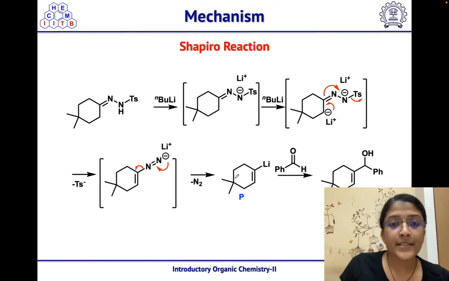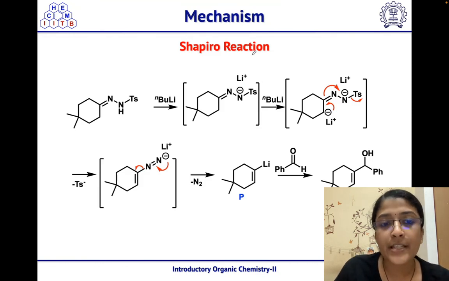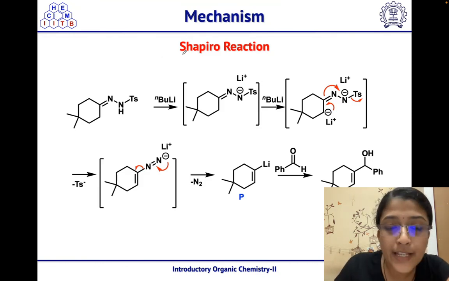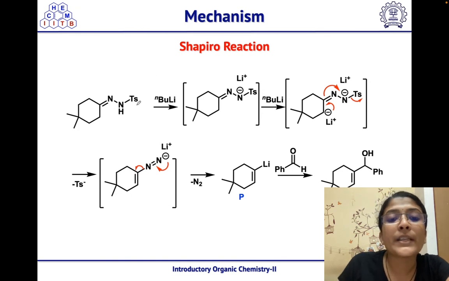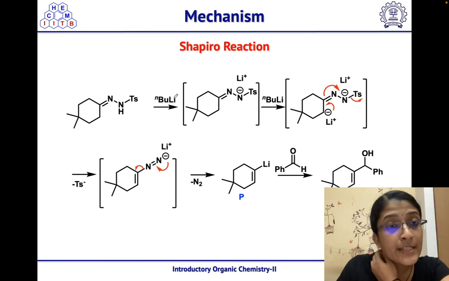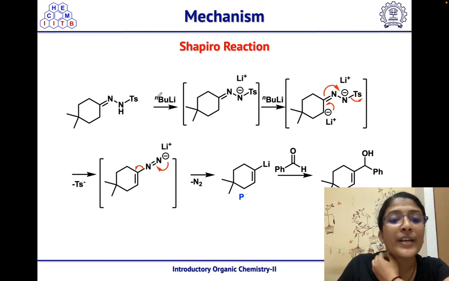So this reaction is known as Shapiro reaction and the mechanism of this reaction is as shown below. We have treated it with excess of butyl lithium. First one molecule of butyl lithium, here this is the most acidic proton. That proton will be abstracted and we will get an intermediate like this.